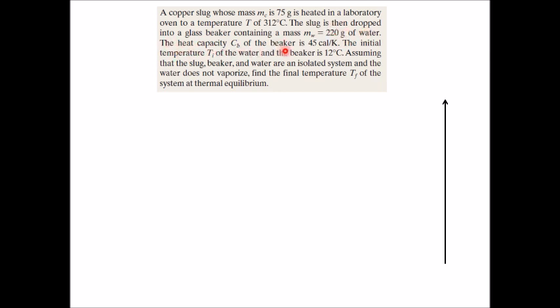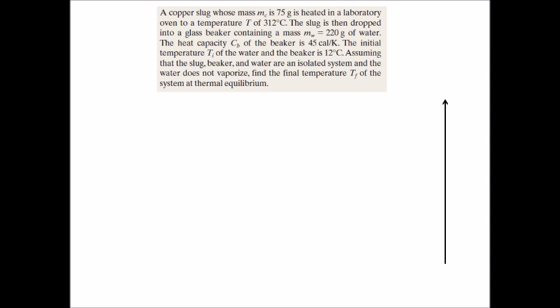The heat capacity of the beaker is given, and that's important: 45 calories per Kelvin. The initial temperature TE of water and beaker is 12 degrees Celsius. Assuming that the slag, beaker and water are an isolated system, so that's a very important word, isolated system, and the water does not vaporize, find the final temperature TF of the system at thermal equilibrium.